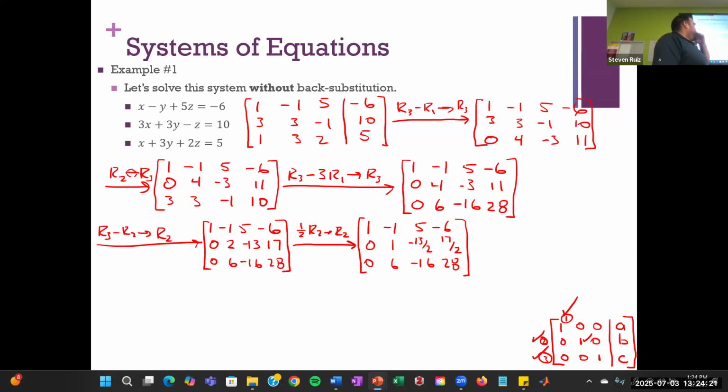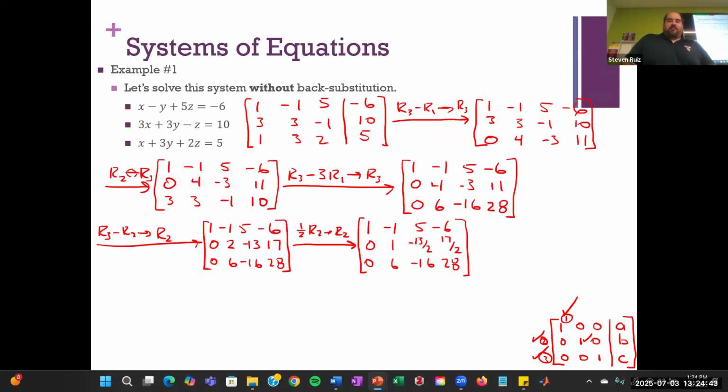But now my next goal, this is where we're going to start to deviate from the upper triangular matrix a little bit. Because if I wanted to make an upper triangular matrix, I would 0 this out and then we'd be done, right? But now I want to 0 this out and 0 this out. So in any order, let's do that.